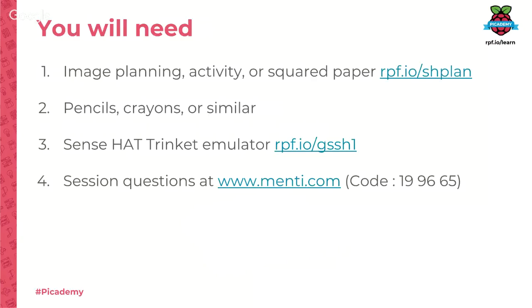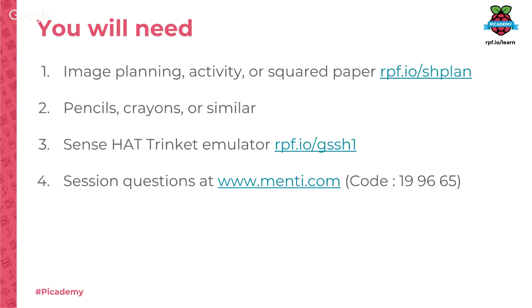So these things should have been in the welcome pack that you would have received if you registered for this event. The first is an image planning sheet, which is a paper sheet with some grids on and some colourful little icons. So we're going to use that as part of a planning activity later in the session. You're going to need some pencil crayons or some similar colouring implement.